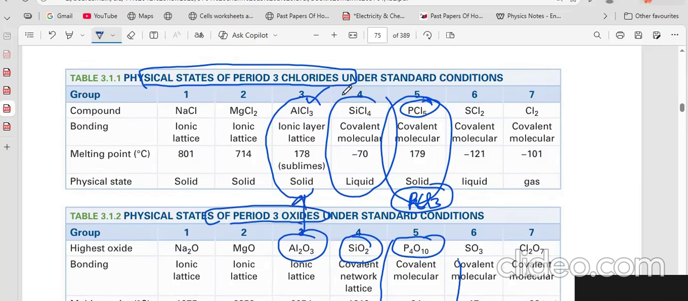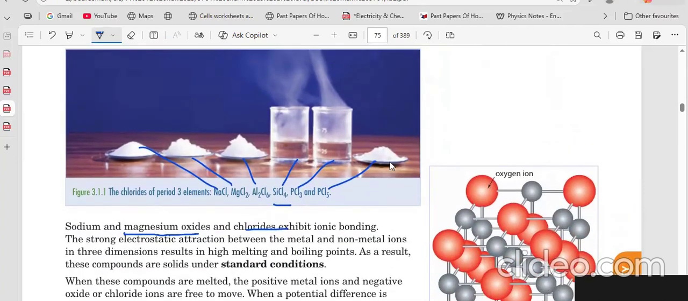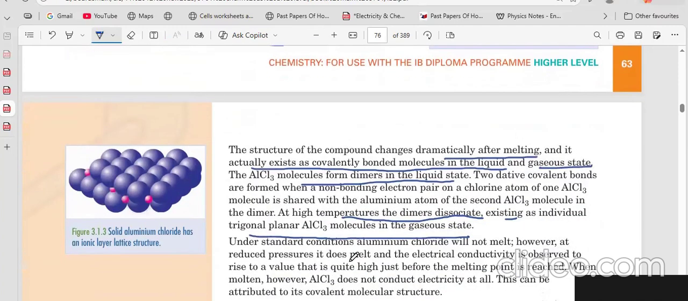So first you know these are ionic and they will be a lattice and they will conduct. But see the chlorides, NaCl and MgCl2 are obviously solids. Al2Cl6 is a solid, but if you really want to understand it, you should observe what happens.